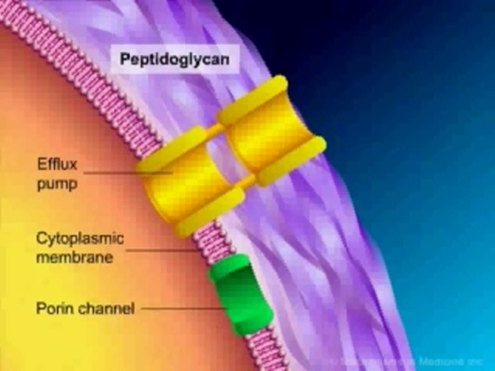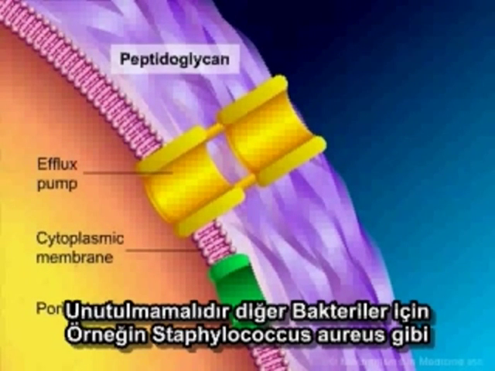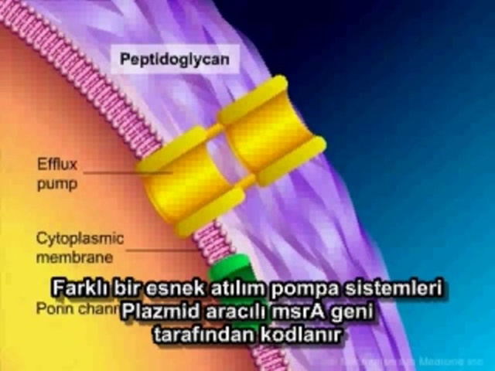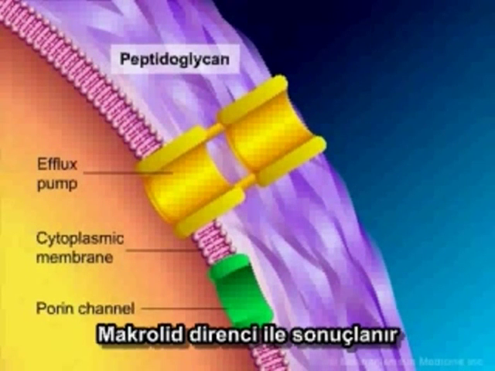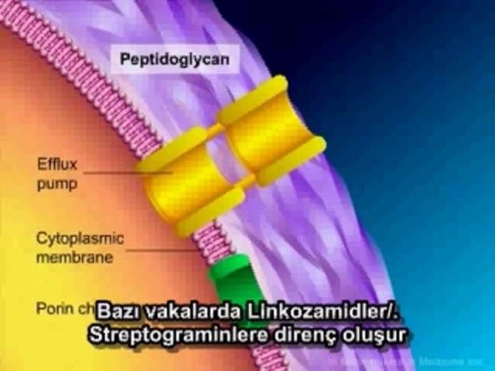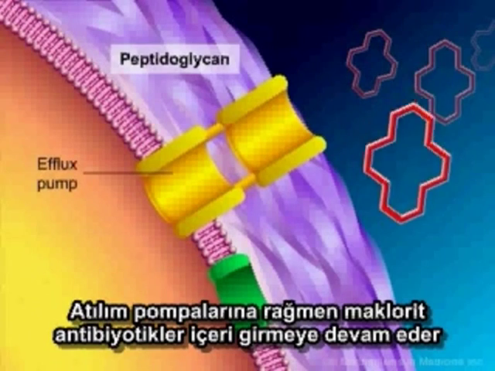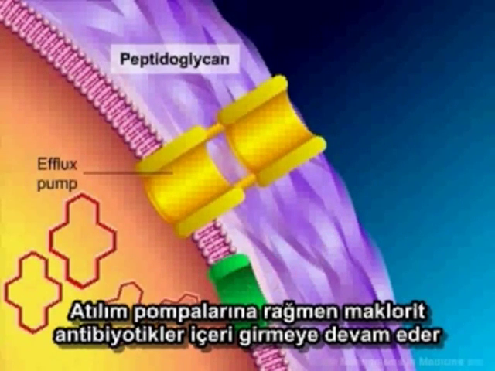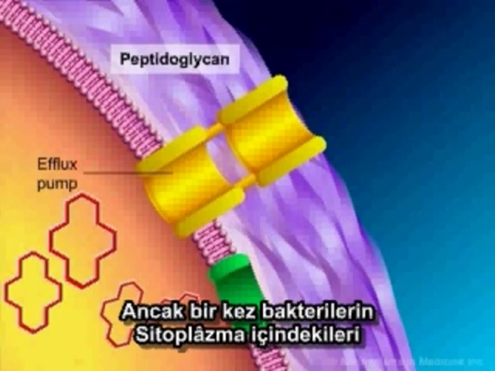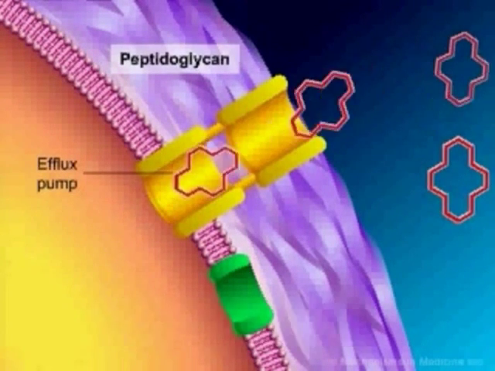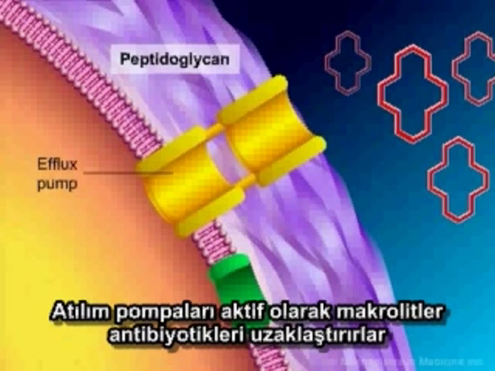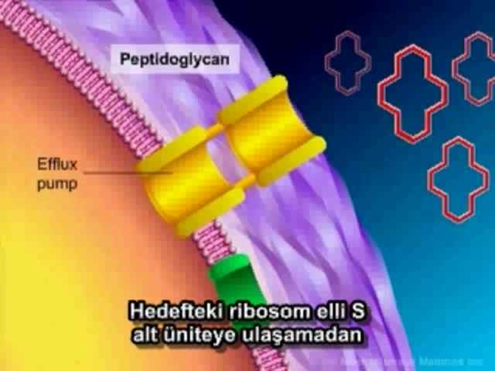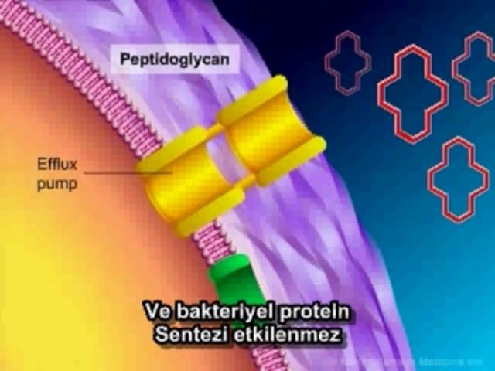entered the bacterium. It should be noted that for other bacteria, such as Staphylococcus aureus for example, a different efflux system, which is plasmid-mediated and encoded by the MSRA gene, results in macrolide resistance as well as lincosamide and streptogrammin resistance in some cases. Despite the presence of these efflux pumps, macrolide antibiotics continue to enter the bacteria. However, once inside the cytoplasm of the bacteria, these efflux pumps actively remove the macrolide antibiotics before they have a chance to reach their target, the 50S ribosomal subunit, and bacterial protein synthesis is unaffected.